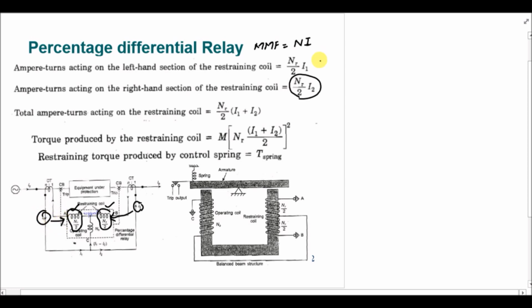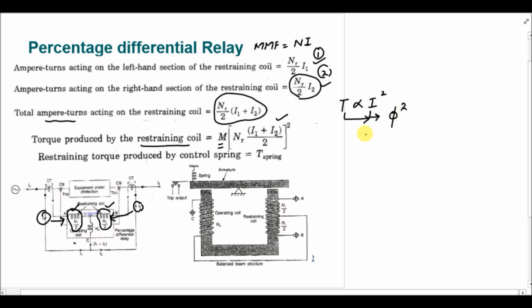So we have two MMFs in two different parts of the same restraining coil. If I have to find the total MMF, it will be the summation of these two values. And for torque, we know that torque is directly proportional to I square. Current is directly proportional to flux, so the torque is actually proportional to the square of flux, right? So in order to calculate the torque produced in the restraining coil, we will be using this equation, proportional to MMF square.